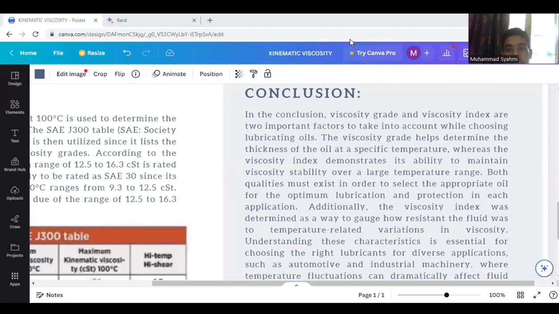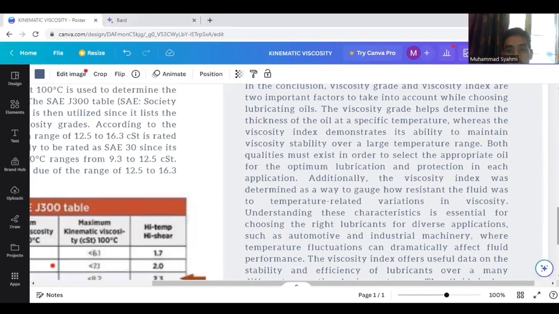In conclusion, viscosity grade and viscosity index are two important factors to take into account when choosing a lubricating oil. The viscosity grade helps determine the thickness of the oil at a specific temperature, whereas the viscosity index demonstrates its ability to maintain viscosity stability over a large temperature range. Both qualities must be considered in order to select the appropriate oil for optimum lubrication and protection in each application.